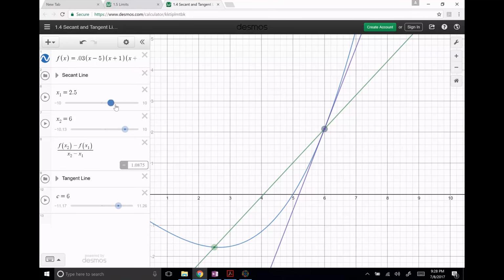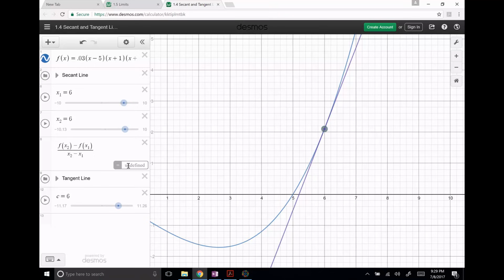And then the other point, if we let it be close to 6, I'm going to start moving this and making it close to 6. So here's 5.9, very close indeed. We can see that the slopes of the two lines are very close to one another. In fact, the green line and the purple line, you can barely tell them apart right here. However, when it's equal to 6 exactly, the claim is that it breaks down.